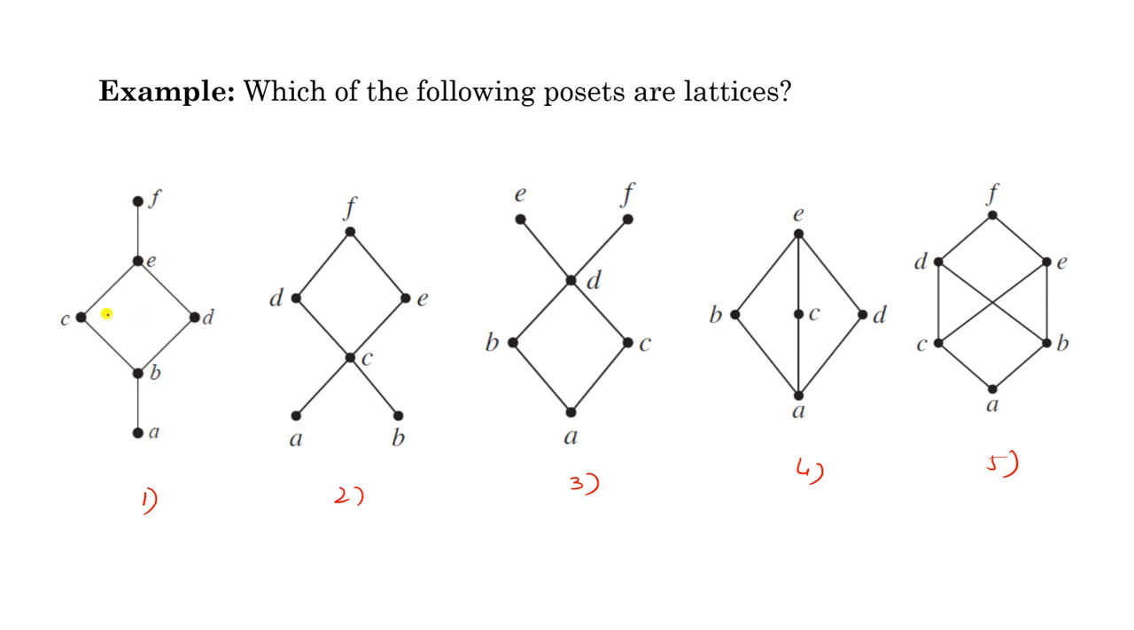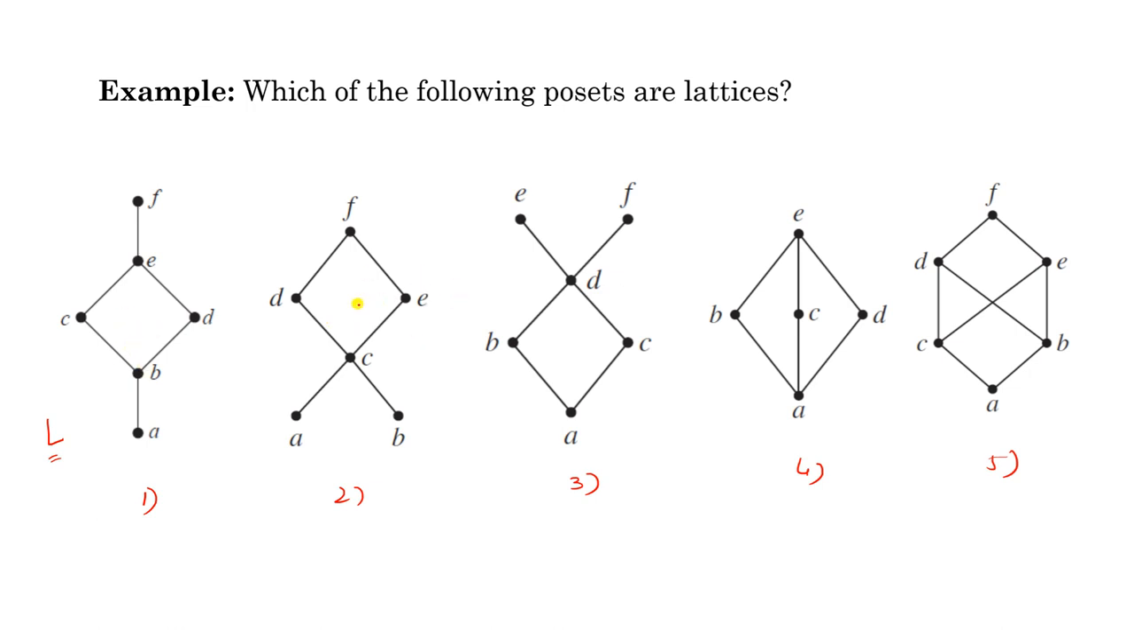If you consider CD, then B and A are lower bounds, and B is the greatest lower bound. Similarly for CD, E and F are upper bounds, and E is the least upper bound. It means for this set, if you consider any pair, you will find there exists a least upper bound and greatest lower bound. So this poset is a lattice. This one is a lattice.